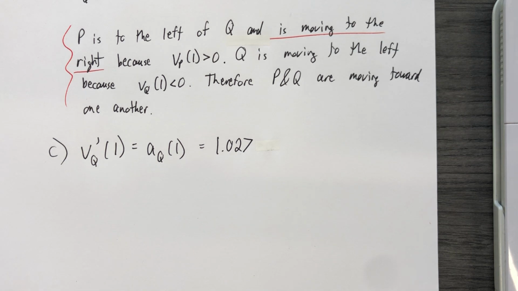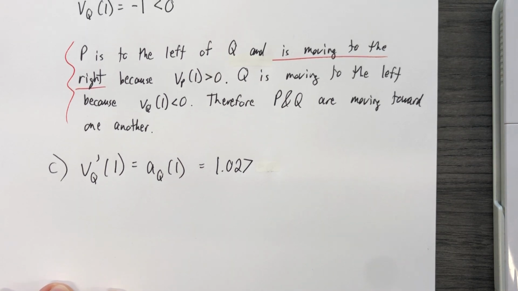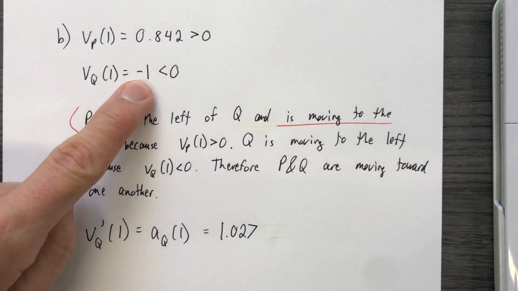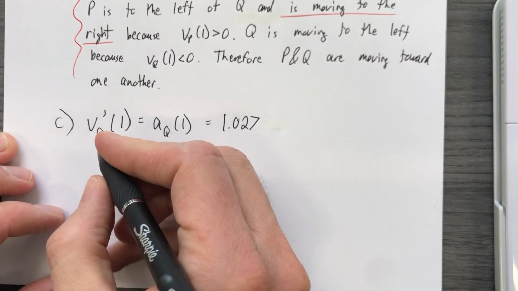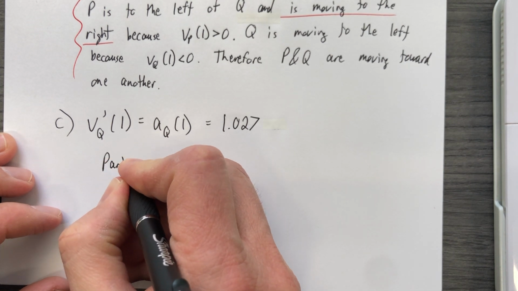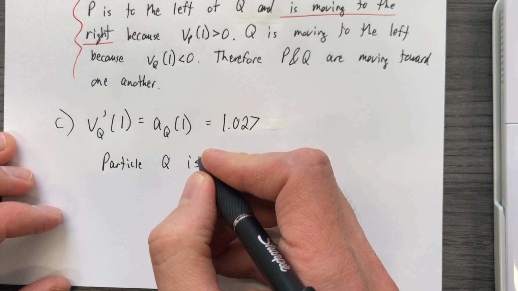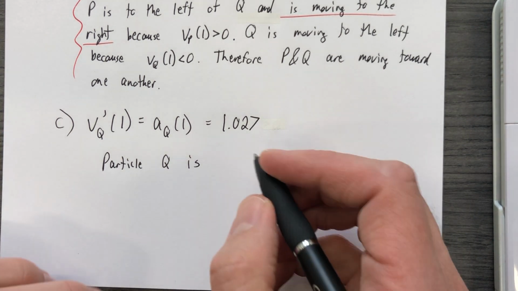All right, here's how you know. Are the velocity and acceleration at time t equals 1, let me rephrase that, are they the same sign or different signs? Velocity is negative, acceleration is positive. Different signs. Okay. Particle Q is slowing down.